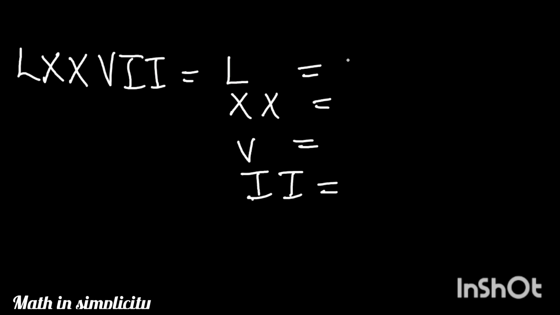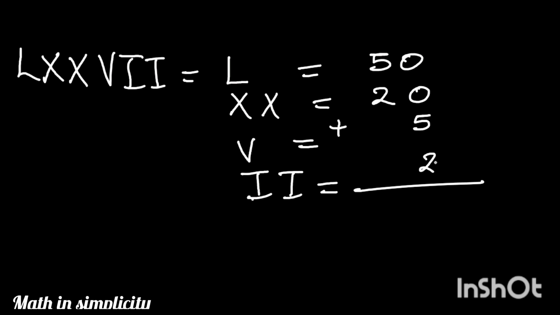So let's do that quickly. L is 50, so that's 5 and 0. XX is 20, 10 plus 10. V is 5, and then II is 2. So let's just add it. So 0 plus 0, that's 0. 5 plus 2 should give us 7, and then 5 plus 2 again should give us 7. So 77 is LXXVII. So basically, that's just how to do it. You just keep adding or subtracting, and then you can convert from one form to another.